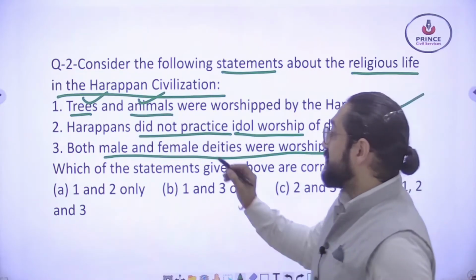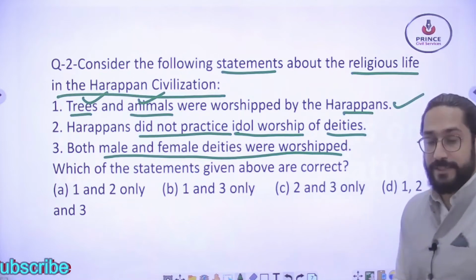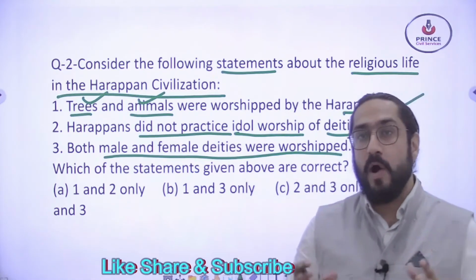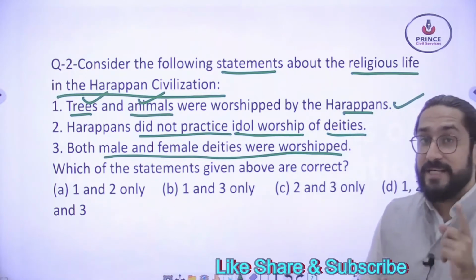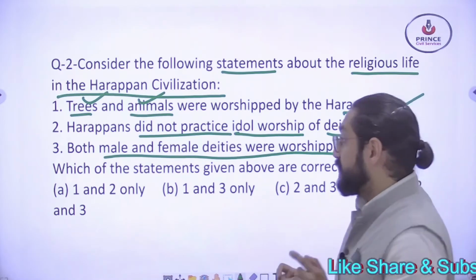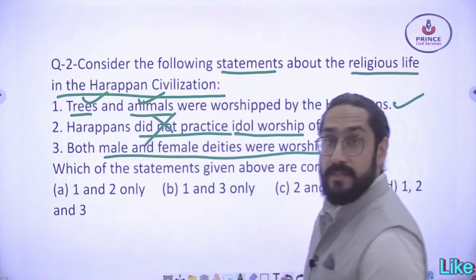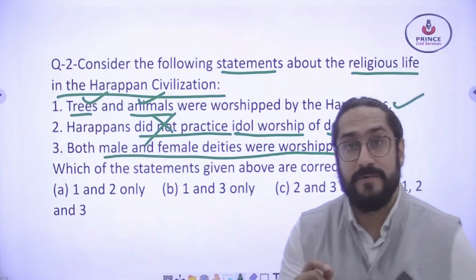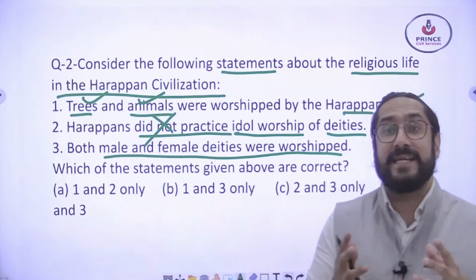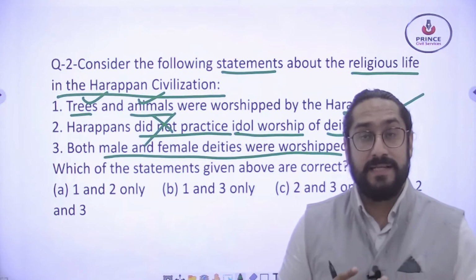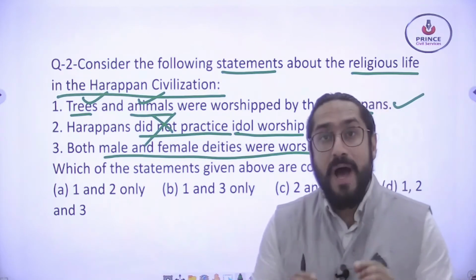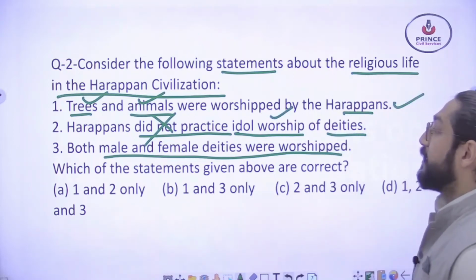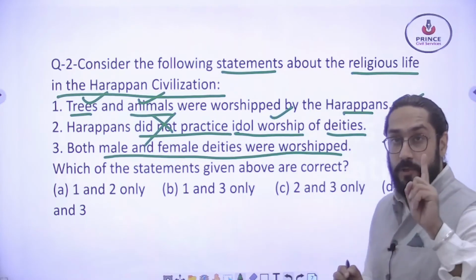Second, Harappans did not practice idol worship. Idols, the sculptures, the figures of gods and goddesses. The statement is saying they did not worship. So this is wrong, because the Harappans practiced idol worship. They had various sculptures of mother goddesses, they had various images. So idol worship was present during the IVC. So statement number 2 is wrong.